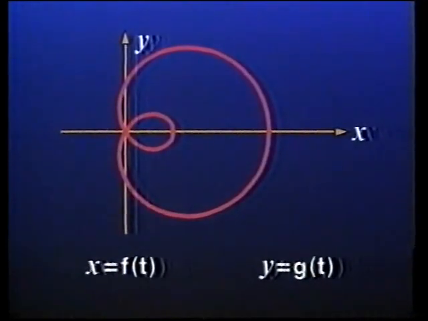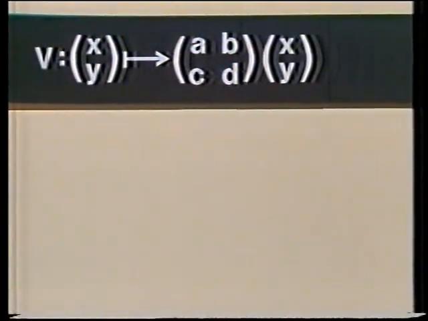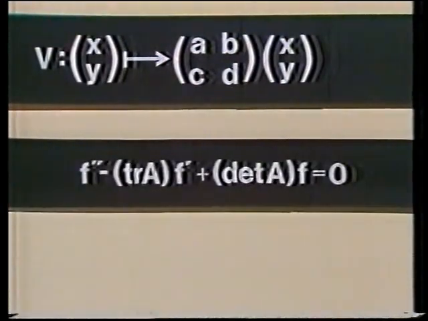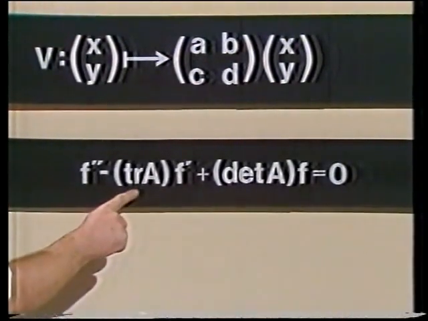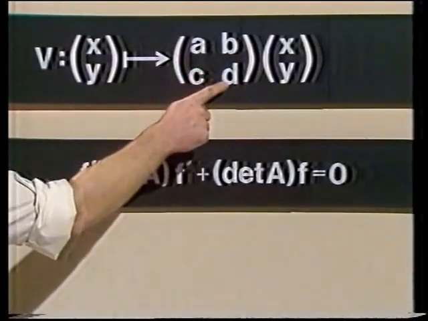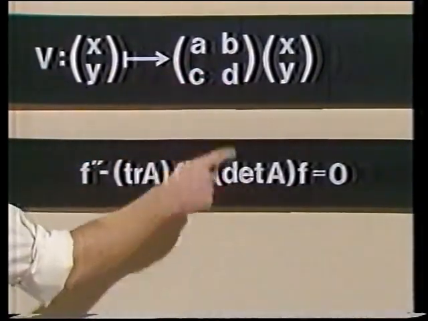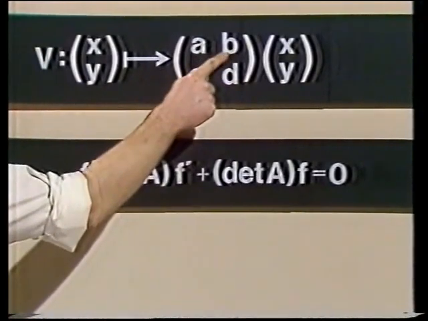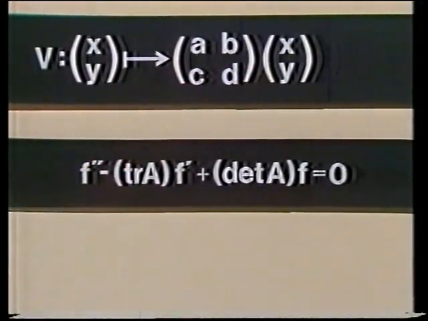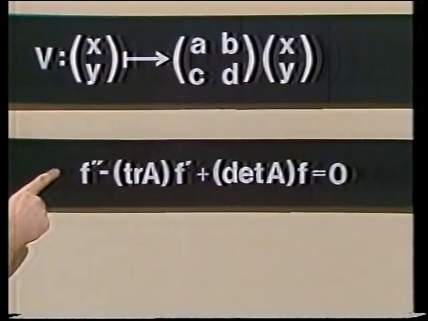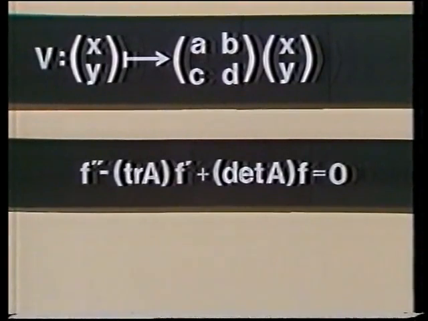Actually, for a linear flow, both the coordinate functions satisfy the same differential equation, and here it is. The trace of the matrix A is just a plus d, and the determinant is a times d minus b times c. By solving this differential equation and using a bit of algebra, you can find the coordinate functions f and g, but it's quite a lot of work. The first step is to write down the auxiliary equation and solve that.